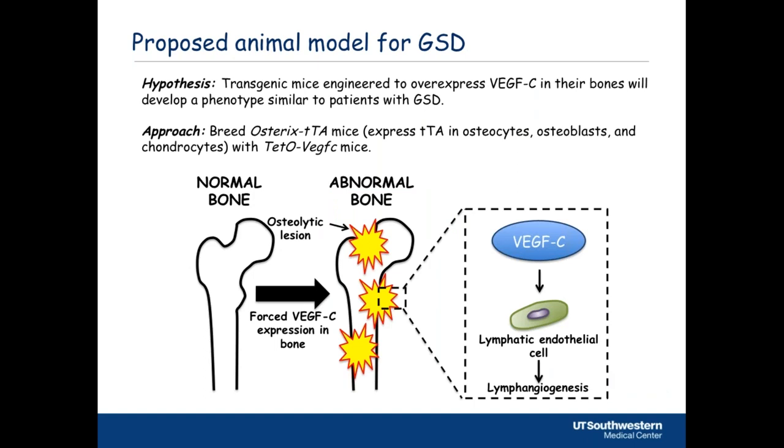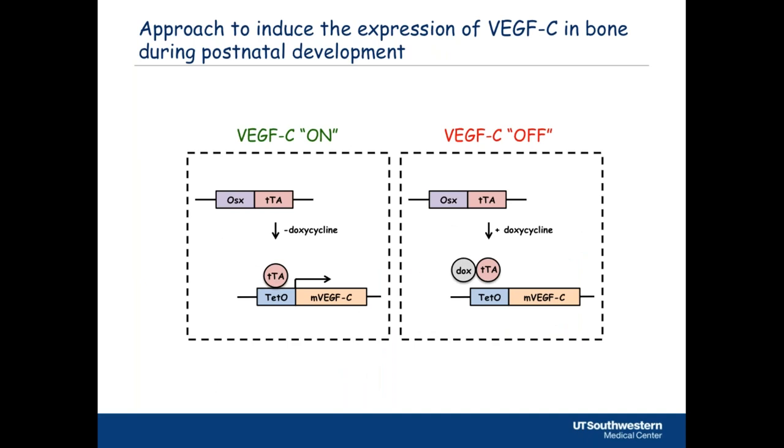So based on these observations, we hypothesized overexpression of VEGF-C in bone would stimulate the formation of lymphatics in bone and bone loss. To test this hypothesis, we've created mice that overexpress VEGF-C in osteocytes, chondrocytes, and osteoblasts.